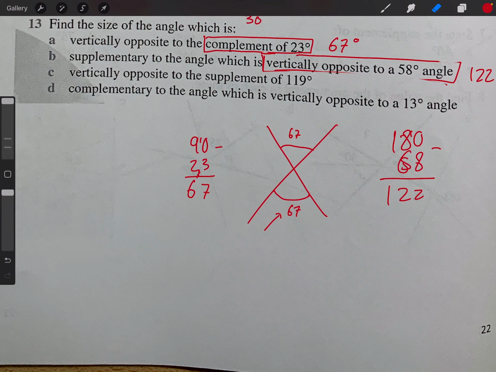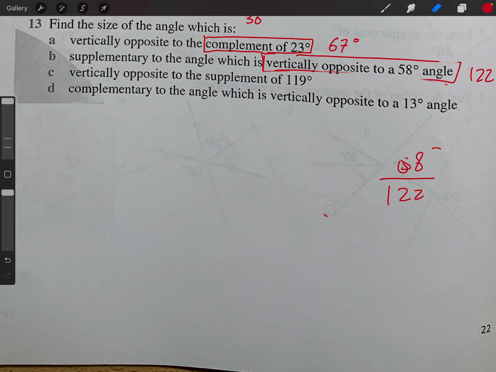Alright, question C. It says vertically opposite to the supplement of 119. So what angle adds to 119 to give me 180? That will be 61 degrees. So the supplement of 119 will be 61 degrees.